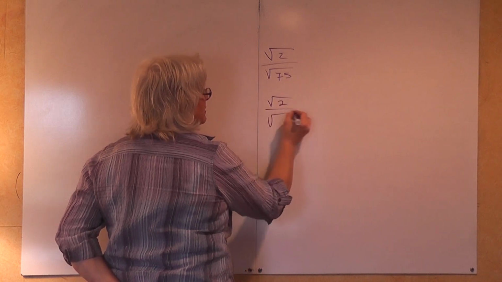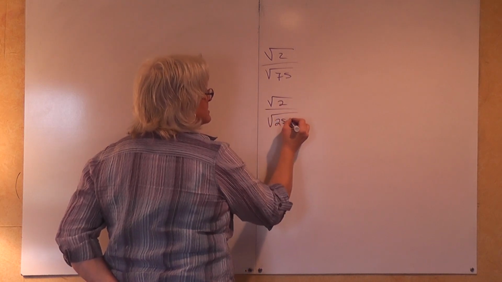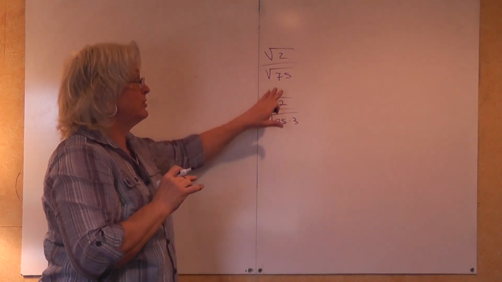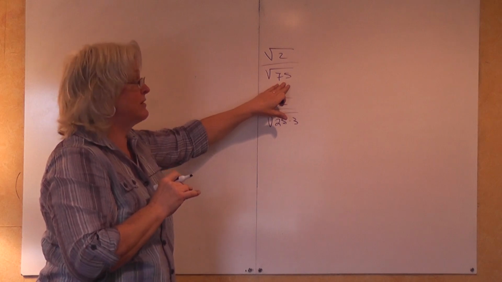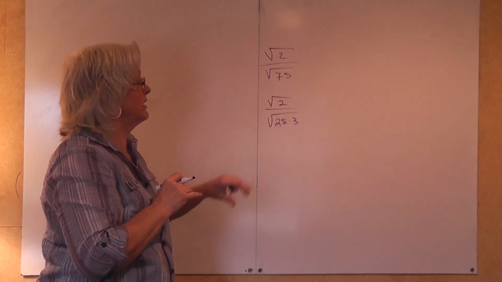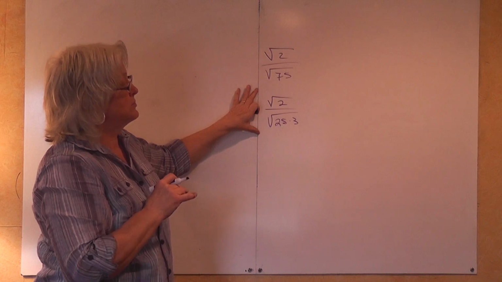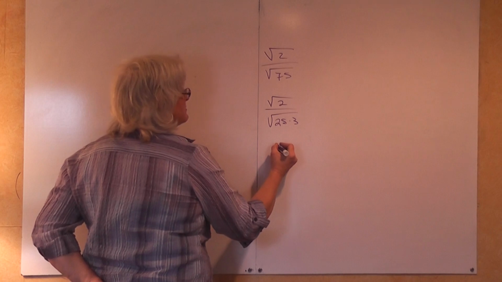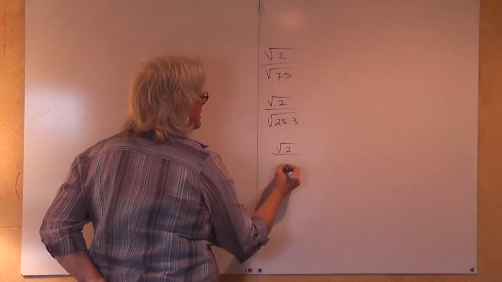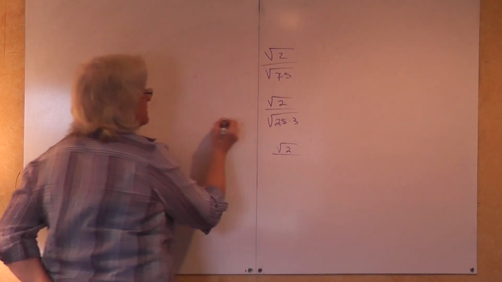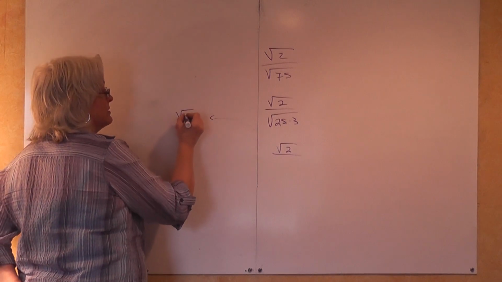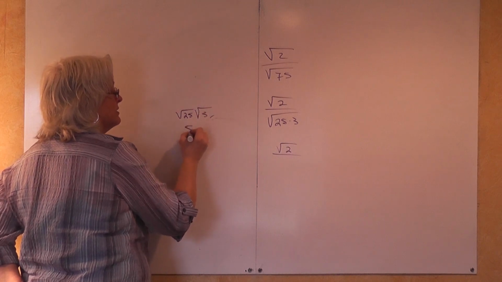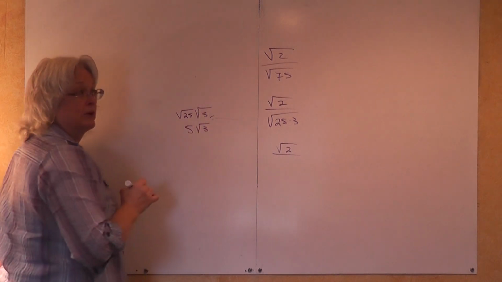However, 75 is the square root of 25 times 3, isn't it? Remember, you learned back a few sections ago how to simplify the square root of 75. Square root of 25 times 3 gives you the square root of 2 divided by, this is the step that I'm leaving out, square root of 25 times the square root of 3, 5 times the square root of 3.